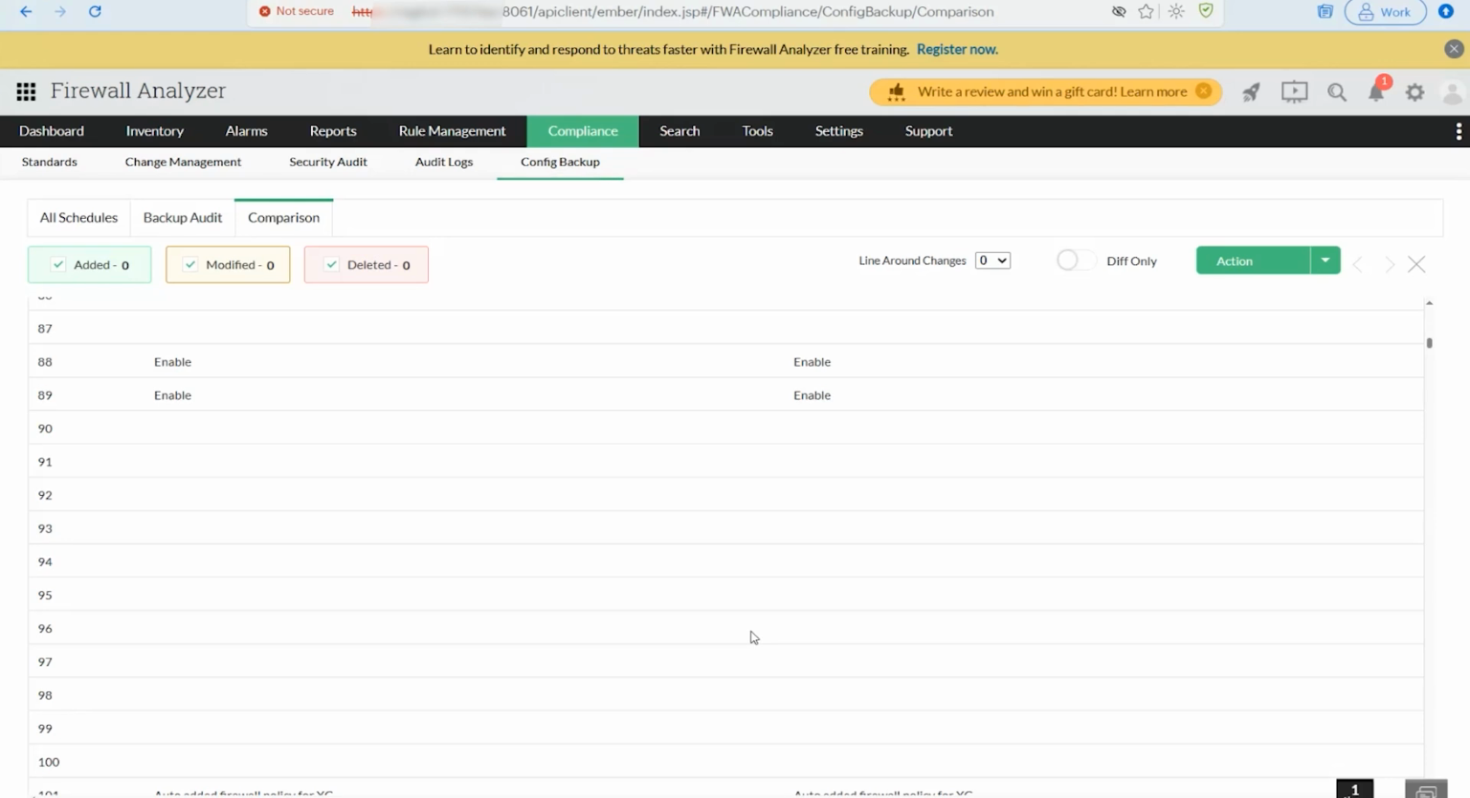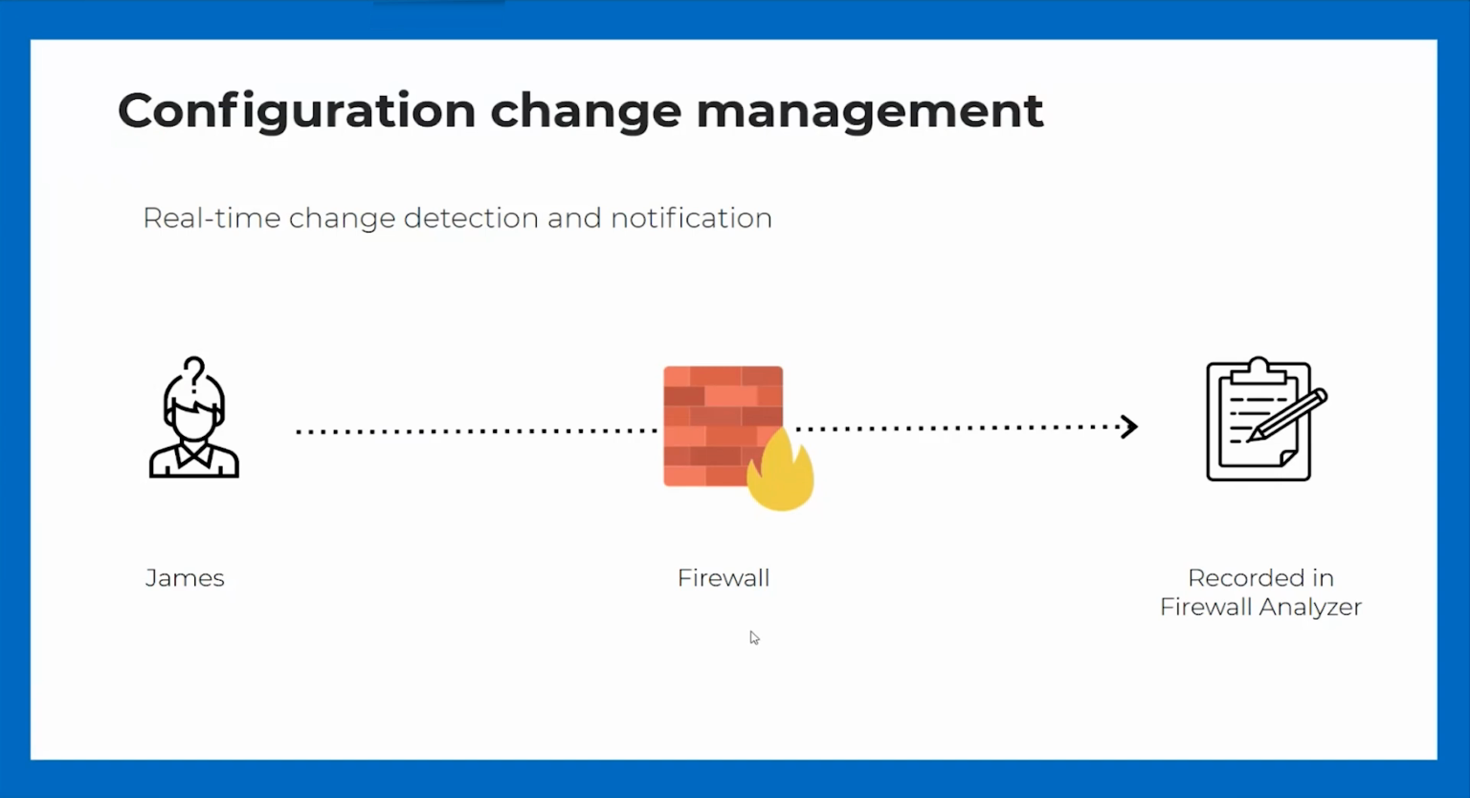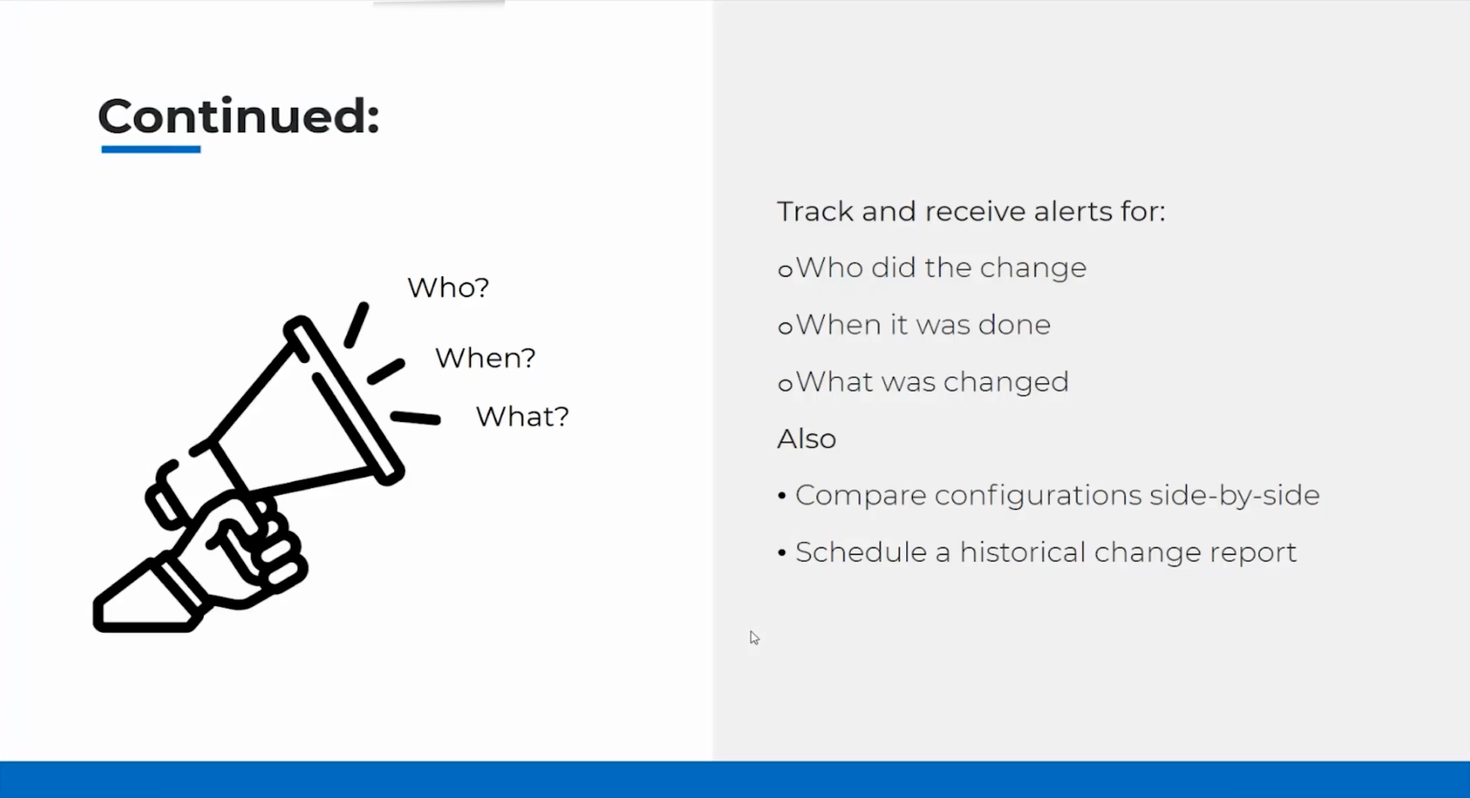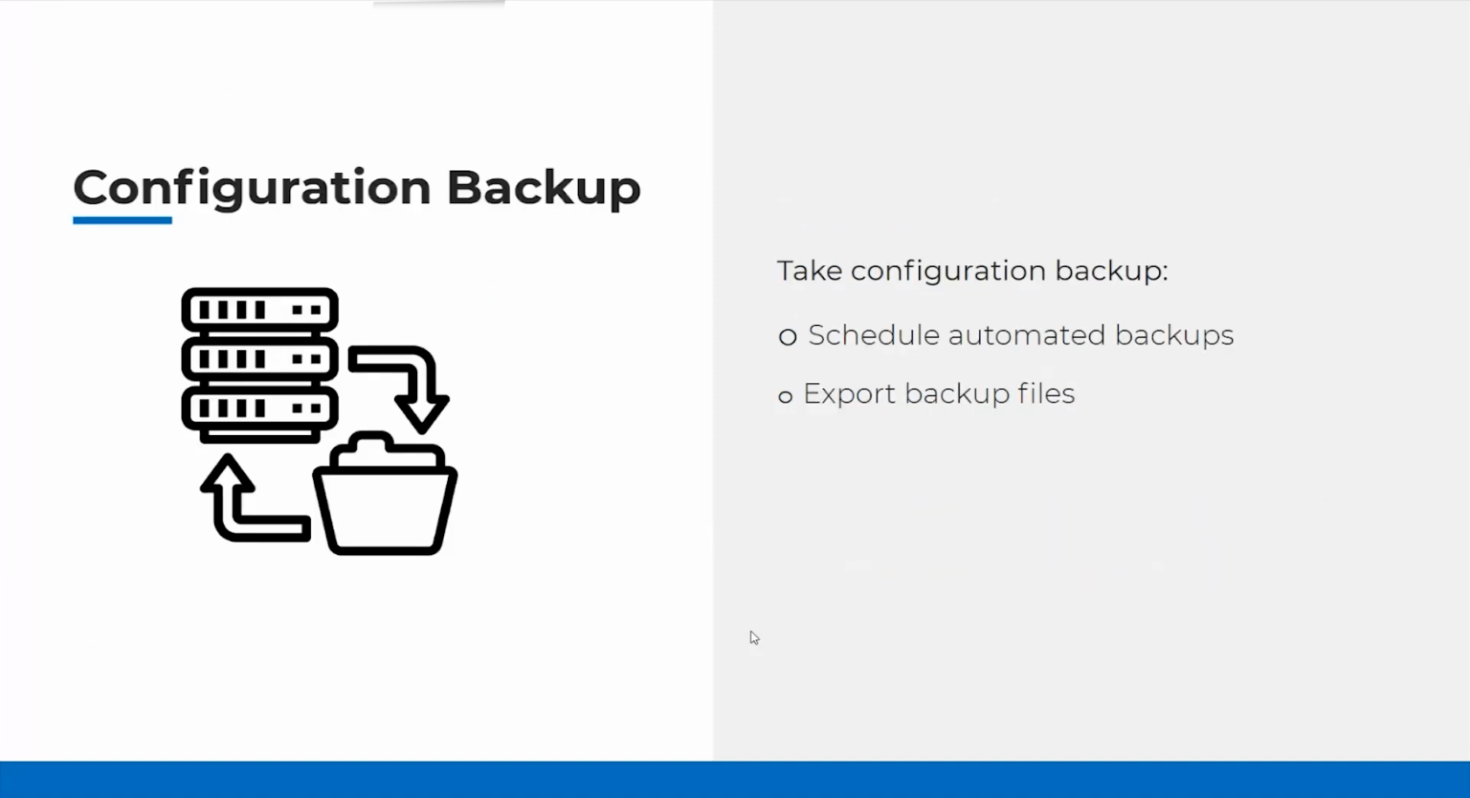With that, we come to the end of the second use case. So this is what we just saw: who did the change, when it was done, and what was changed. We also saw comparing configurations side by side and a historical change report. And we also spoke about the configuration backup files.